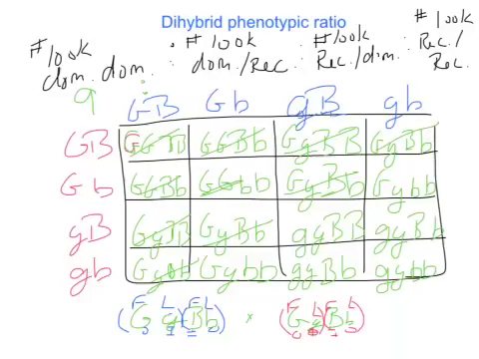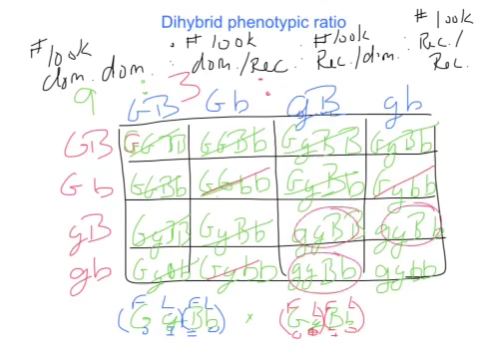To know how many look dominant dominant: 1, 2, 3. Okay, well, how many look recessive dominant? I've got 1, 2, 3. And then last but not least, looking recessive recessive, I've got 1. And that 9, 3, 3, 1 adds up to 16, right? So I've got a total of 16. And so that would be my dihybrid phenotypic ratio: look dominant dominant, look dominant recessive, look recessive dominant, look recessive recessive.